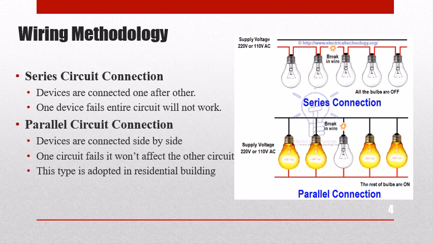Whereas in a parallel circuit connection, devices are connected side by side. So if one circuit fails, it won't affect the other circuits. So this type is mainly adopted. The parallel circuit connection is mainly adopted in residential buildings. This is a picture example of the series connection and the parallel connection.